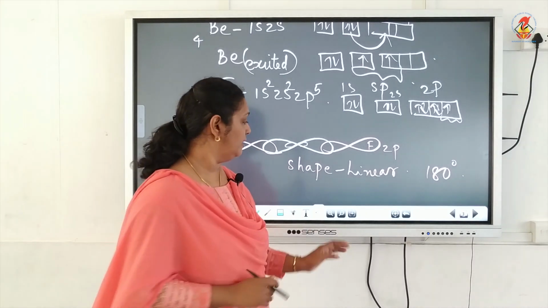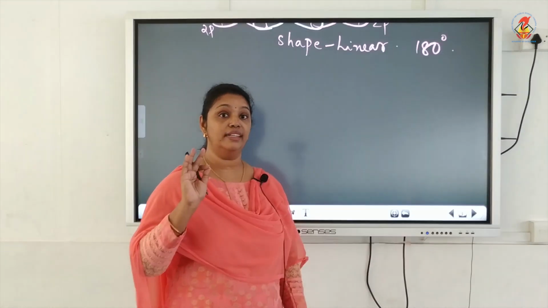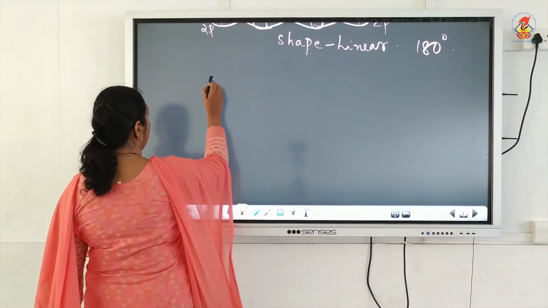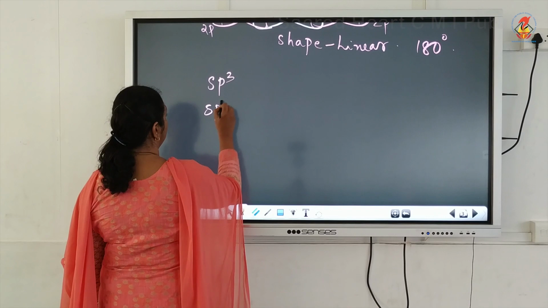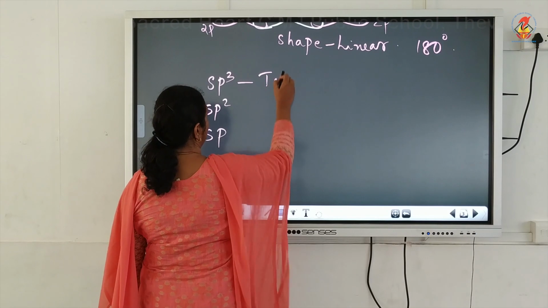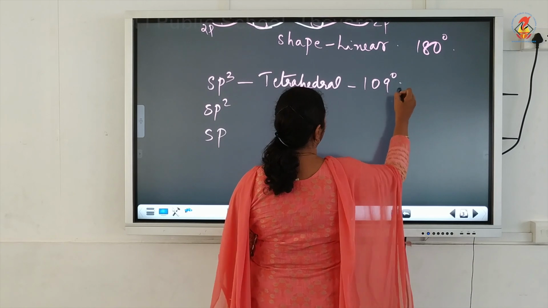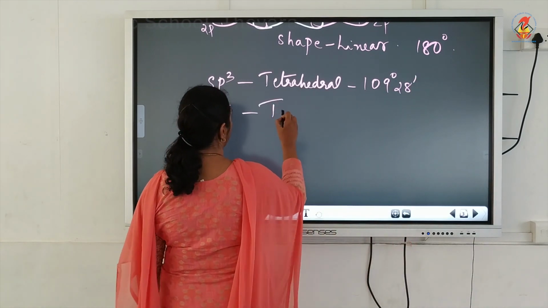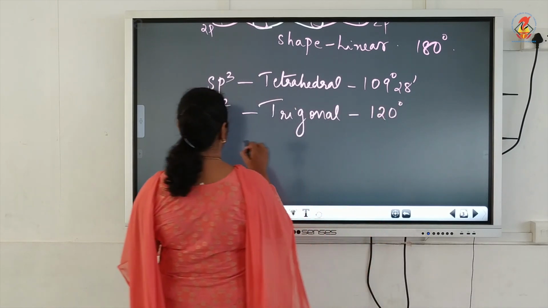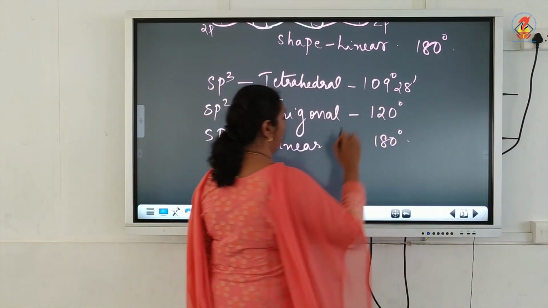So in a nutshell, we can say that we have three types of hybridization involving s and p orbitals. The first one is sp3, second is sp2, third is sp hybridization. sp3, the shape is tetrahedral with bond angle 109 degree 28 minutes. sp2 is trigonal with 120 degree bond angle, and sp hybridization is linear shape with 180 degree bond angle.